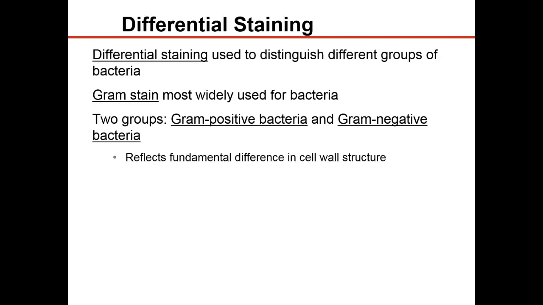In a differential staining technique, we can actually learn a little bit about the cell itself, like what is bound within that cell wall. And in this case, the color actually reflects the difference in the structure of the cell. So the first and the most commonly used staining technique is called the gram stain.